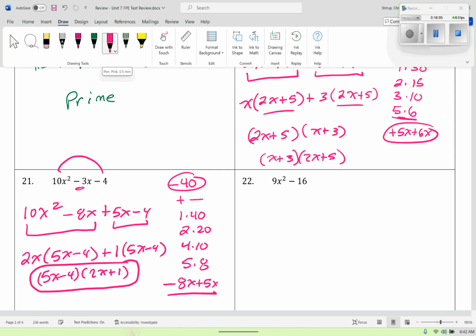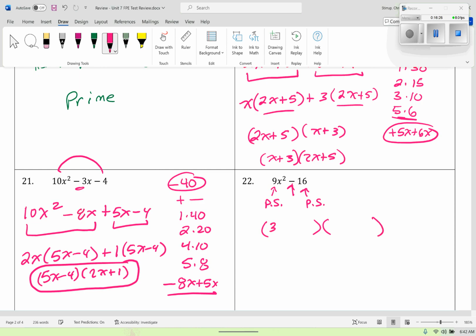Number 22. These are both perfect squares because 3 times 3 is 9, right? And x times x is x squared. So that's a perfect square. This is a perfect square because 4 times 4 is 16. There's a minus sign. That means that we can indeed do this. So you're going to write 2 sets of parentheses.